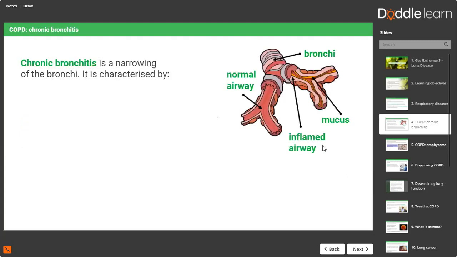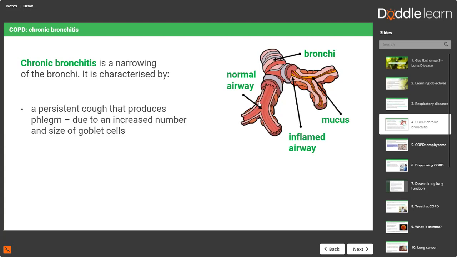So chronic bronchitis, we've got an image of the bronchi here. Chronic bronchitis is where the bronchi are narrowed. So this is a normal airway over here on the left. We've got a good clear lumen, which will allow for good gas exchange and flow of air for inhalation and exhalation. Whereas on the right-hand side, we've got clearly inflamed airways. The airways are narrowed, and then we've got a large amount of mucus. So chronic bronchitis is characterized by an individual having a persistent cough that produces phlegm.